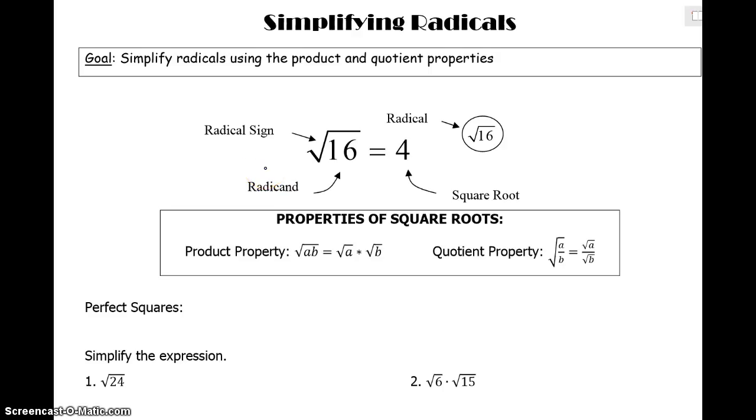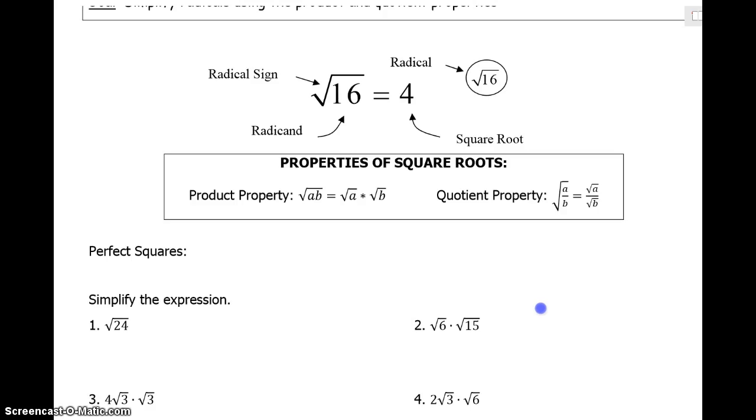All right. We're going to be talking about the two properties of square roots. We're going to start off easy with simplifying, and then we're going to go into multiplying and the quotient property of square roots. Okay, so bear with me on what those really mean. Okay, let's go ahead and get started.